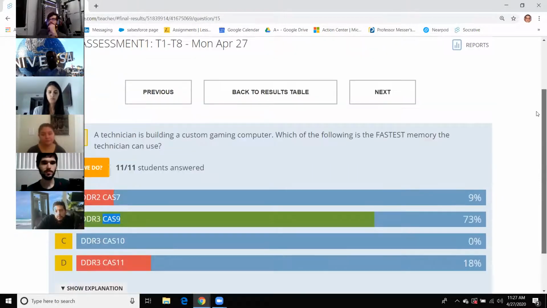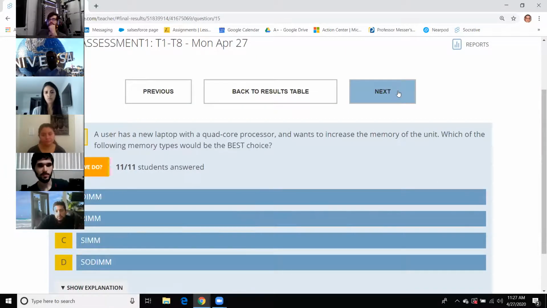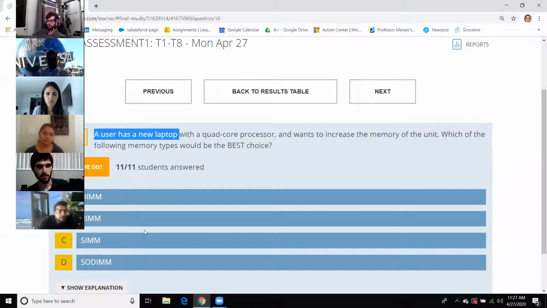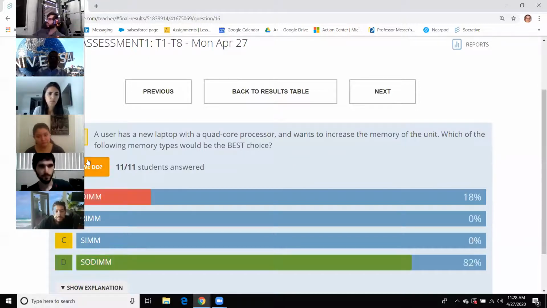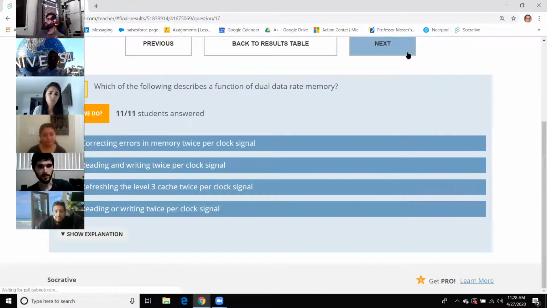Questions, doubts? Next one, Pablo. A user has a new laptop with a quad-core processor and wants to increase the memory of the unit. Which of the following memory types would be the best choice? I put SODIMM. Everyone agree? SODIMMs it is. The key word that we saw right away was laptop. DIMMs do not fit in laptops, except if you're creating out of an ATX board. I'm not sure how you're doing that.